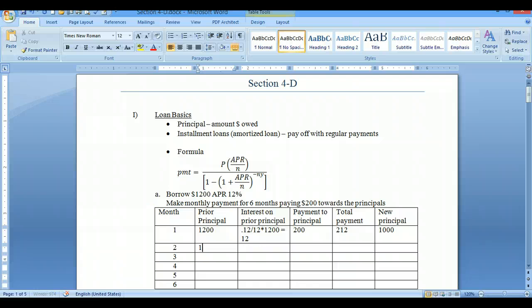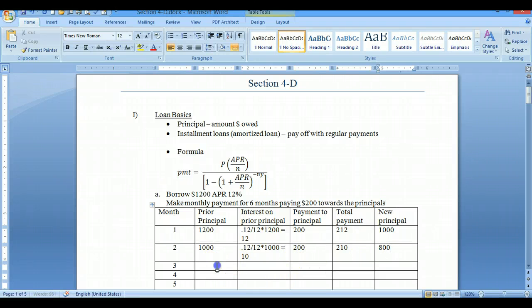Now my prior principal for month 2 is $1,000, and I'm going to take this same idea, my interest divided by 12, so 0.12 divided by 12 months, but in this case I'm going to times it by $1,000, which gives me $10. So you can do that in your calculator. Again, I'm only making $200 towards my principal, but my total payment to the bank is $210, and that other $10 just goes to the bank for saying thank you for letting me borrow money. And my new principal, subtract, gives me 800.